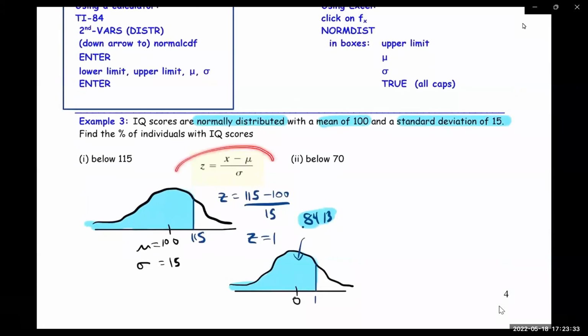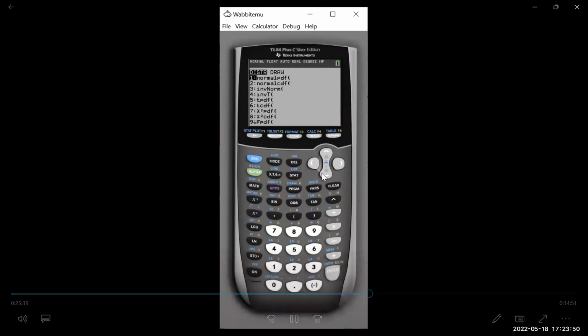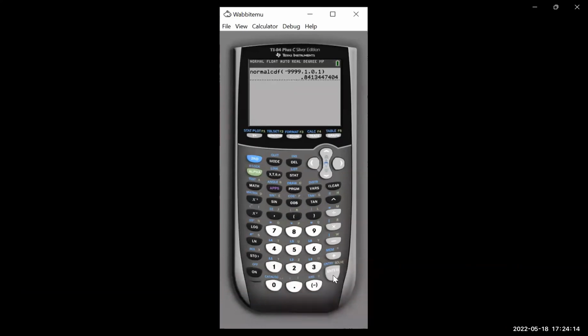If you don't want to use a formula and you have a graphing calculator, let me remind you how to do that again. You go to second vars, normal CDF, which is number 2. Your lower is still -9999, all the way to the left, and your upper is 1 this time, positive 1. Your mean is 0, your standard deviation is 1, and you should get the same number that we got, 0.8413.